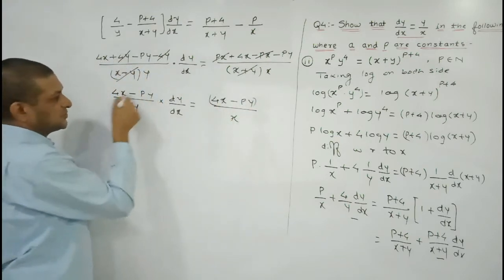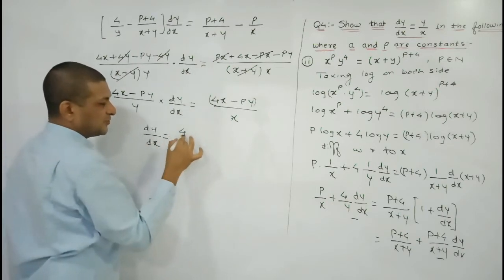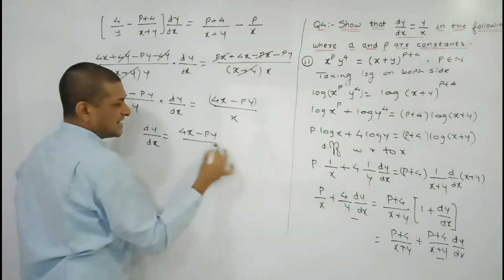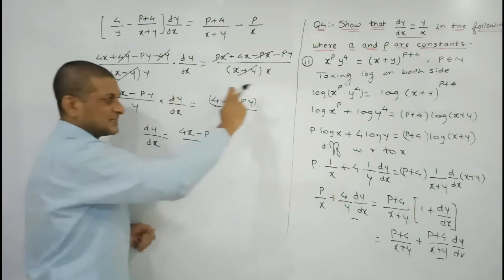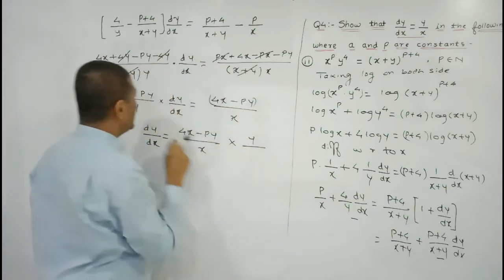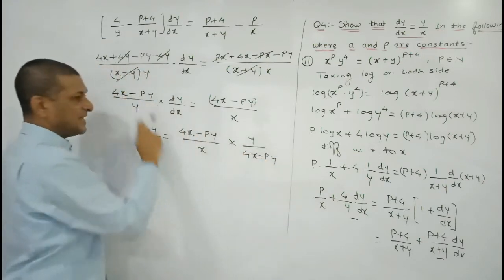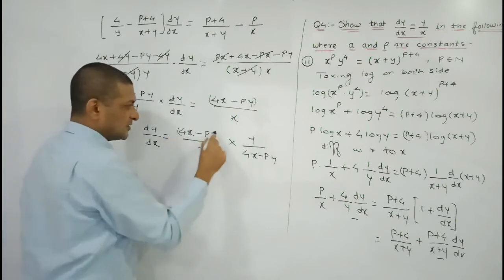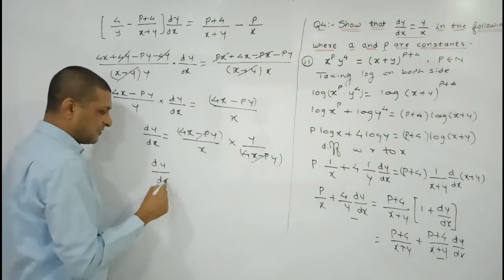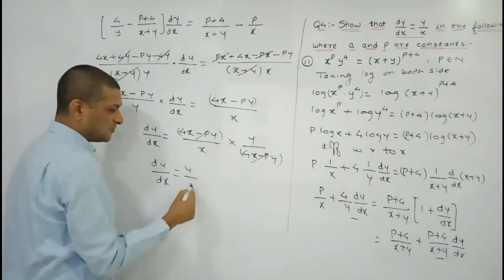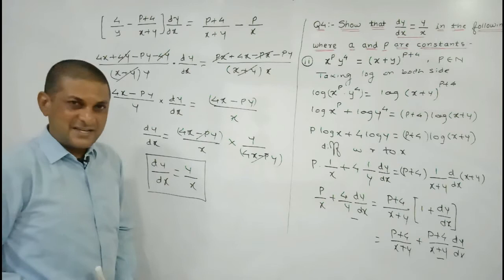Easily we can observe that these two terms will get cancelled, isn't it? Because both are same terms. So dy by dx is equal to (4x minus py) divided by x. Keep this left hand side as it is. Using transformation, this y is divided, on this side it will get multiplied. So y divided by, and in the denominator what will we get? 4x minus py. This term is multiplied, here it will become divided. So now these two terms will get cancelled. 4x minus py, 4x minus py, and we will get our required result that dy by dx is equal to y by x, which is nothing but our required value of dy by dx.